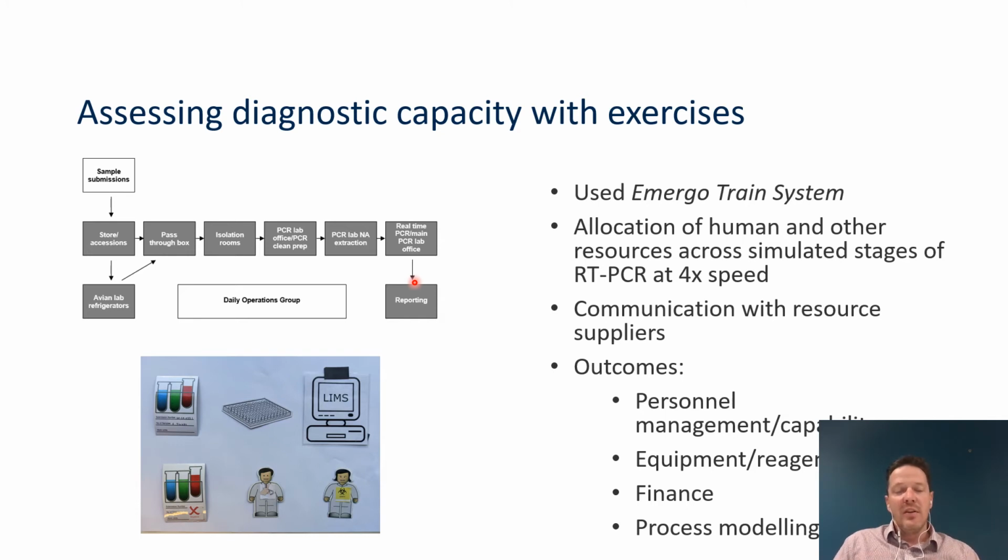Whilst the study didn't involve real samples and didn't involve any of the laboratory suites within the laboratory itself, it did allow for communication with resource suppliers. So when particular reagents or materials were limiting, for example, fertile eggs, under the exercise scenario, individuals would ring up supply companies to see what sort of stock they'd have available.